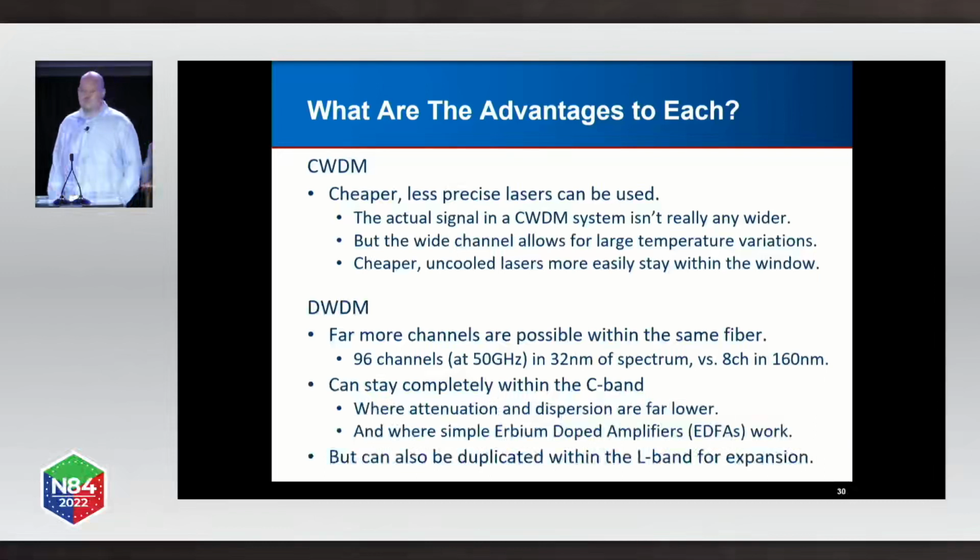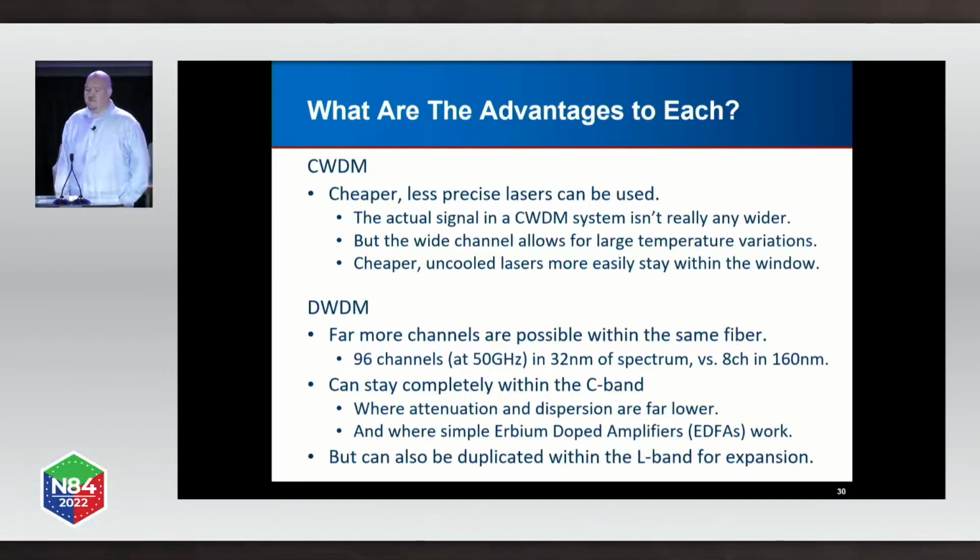So what are the advantages to each? With CWDM, the whole point is that you get to use cheaper, less precise, mostly uncooled lasers. The signal isn't actually 20 gigahertz of spectrum. The signal is free to wander around, so you don't have to spend as much money on your cooling system to keep the laser precisely tuned. And cooling ends up being a significant component of the cost of the optics.